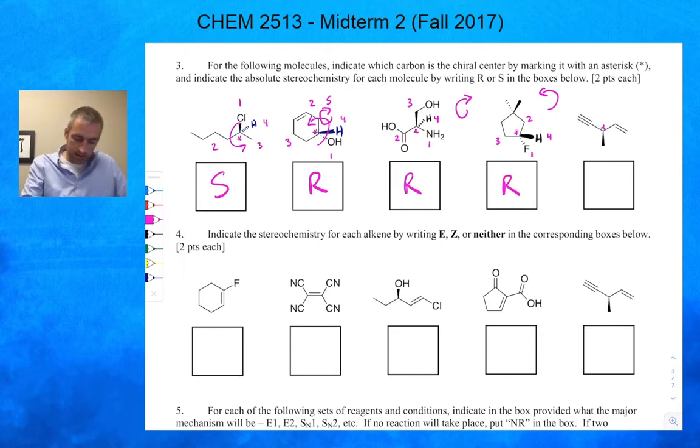And last, we have this one. This one is actually drawn with the low priority group hydrogen in back, so we don't have to remember to flip anything. In terms of priority, we're comparing a carbon and a carbon, and so the top rank will be the alkyne group because it has carbon, carbon, carbon, 3 bonds to carbon. Second will be the alkene, it has 2 bonds to carbon, and third rank will be the methyl. So 1, 2, 3 goes around in this direction, clockwise, which means R.